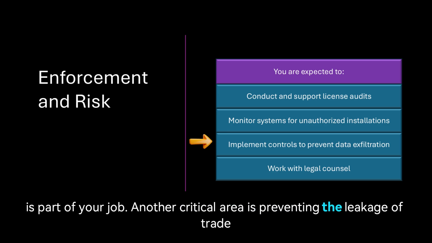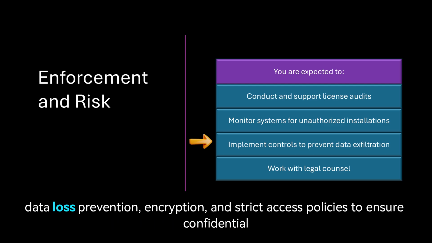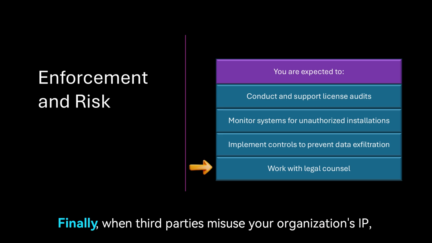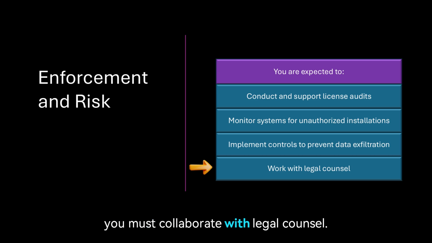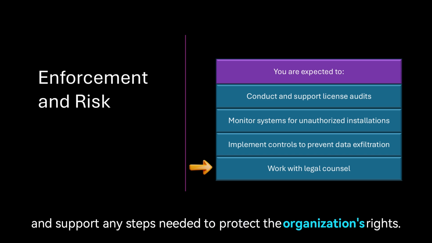Another critical area is preventing the leakage of trade secrets and proprietary information. You're expected to implement controls like DLP, data loss prevention, encryption, and strict access policies to ensure confidential data doesn't walk out the door intentionally or accidentally. Finally, when third parties misuse your organization's IP, whether it's copied content, stolen code, or unauthorized brand usage, you must collaborate with legal counsel. Your role is to supply technical evidence, investigate violations, and support any steps needed to protect the organization's rights.